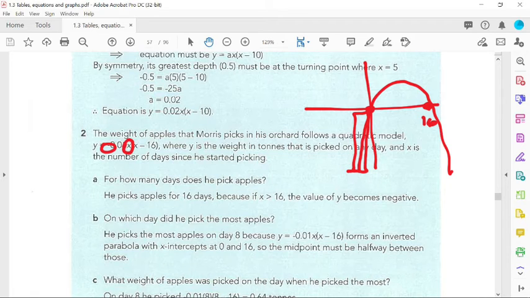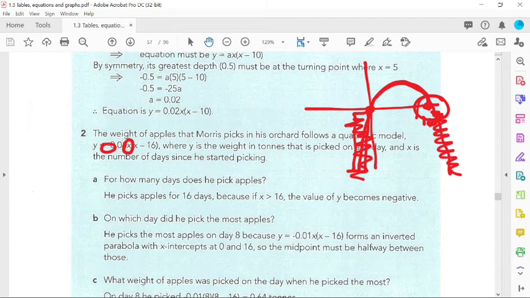So that tells us that if we're over here, he's picked negative apples. Can that happen? So the graph can't even exist over there. If he goes past 16, he's picked negative apples. Can that happen? No. So in other words, our graph can only exist between 0 and 16 because you can't pick negative apples. So what is the maximum number of days he picked? 16. Because if you go past 16, you go down below the y-axis, so you're picking negative apples. And that can't happen. Okay?